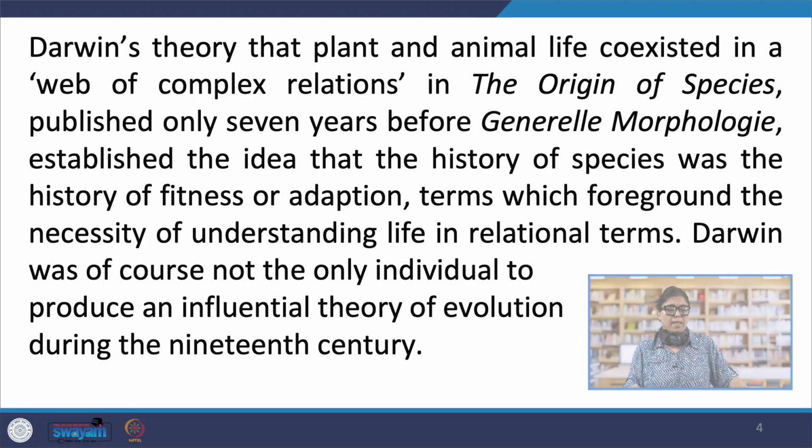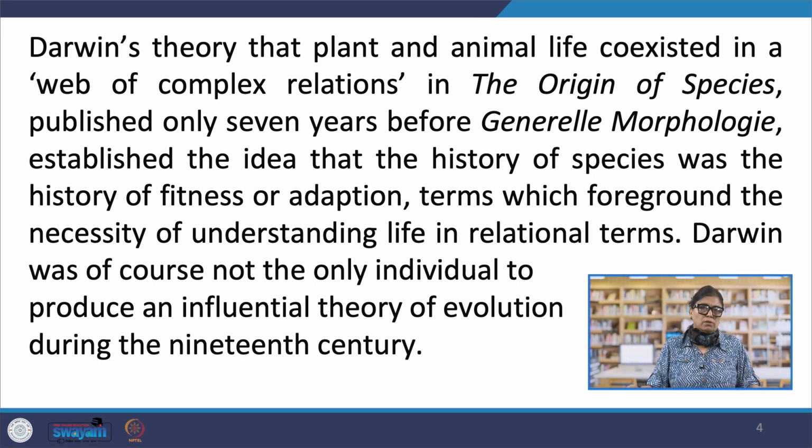During the 19th century, transformations across the sciences were taking place that were highly attentive to questions of how organisms related to one another and to their environments. In hindsight, these transformations are distinctly ecological. The publication of The Origin of Species by Charles Darwin was an important turning point of the era. Darwin's theory that plant and animal life coexisted in a web of complex relations, published only 7 years before Generelle Morphologie, established the idea that the history of a species was the history of fitness or adaptation, terms which foreground the necessity of understanding life in relational terms.